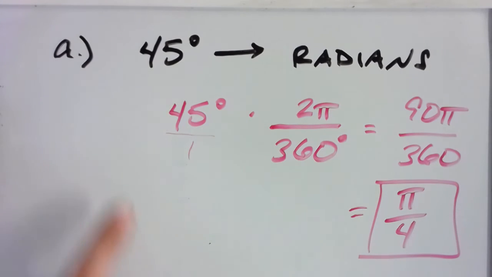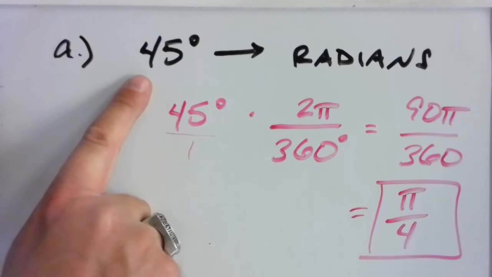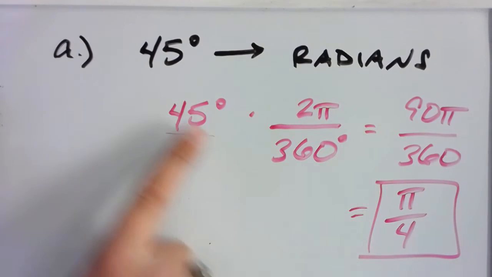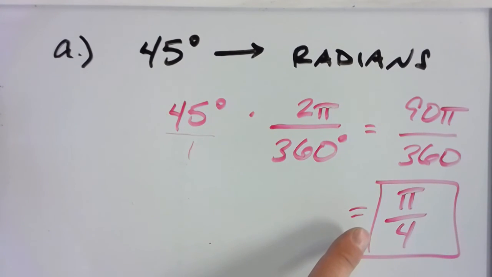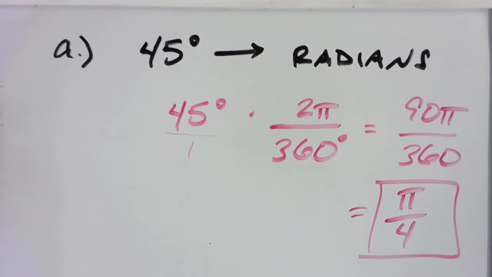Important to understand here, 45 degrees and pi over 4, exact same measurement. If you were to draw an angle of 45 degrees, pi over 4 radians would be the exact same angle. It's just different units. And if I were to convert this radians back to degrees, I should get back to 45. Okay, let's move on. Part B.